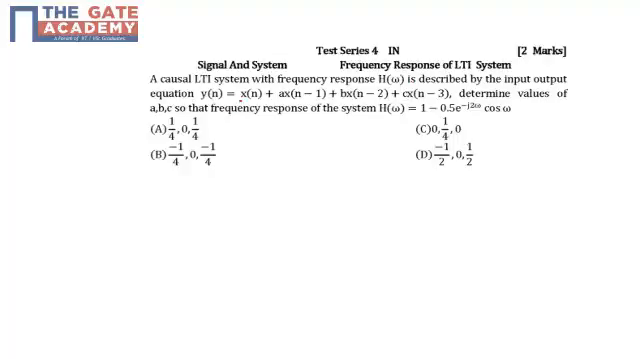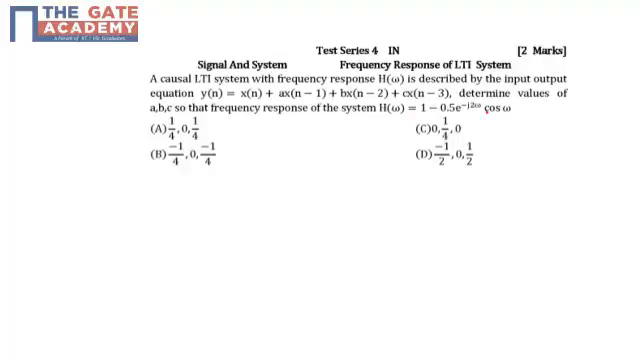is y of n is equal to x of n plus a times x of n minus 1 plus b times x of n minus 2 plus c times x of n minus 3. Then determine the values of a, b, c so that the frequency response of the system H of omega is equal to 1 minus 0.5 e raised to minus j2 omega cos of omega.